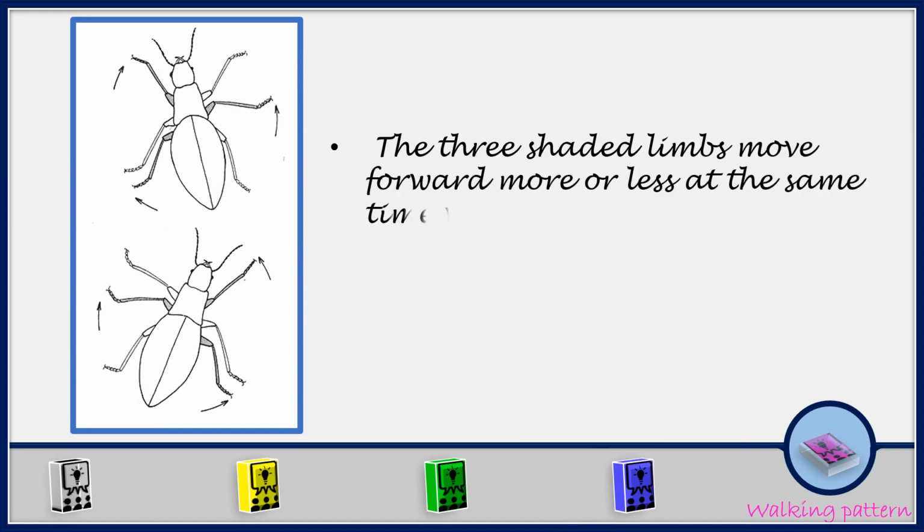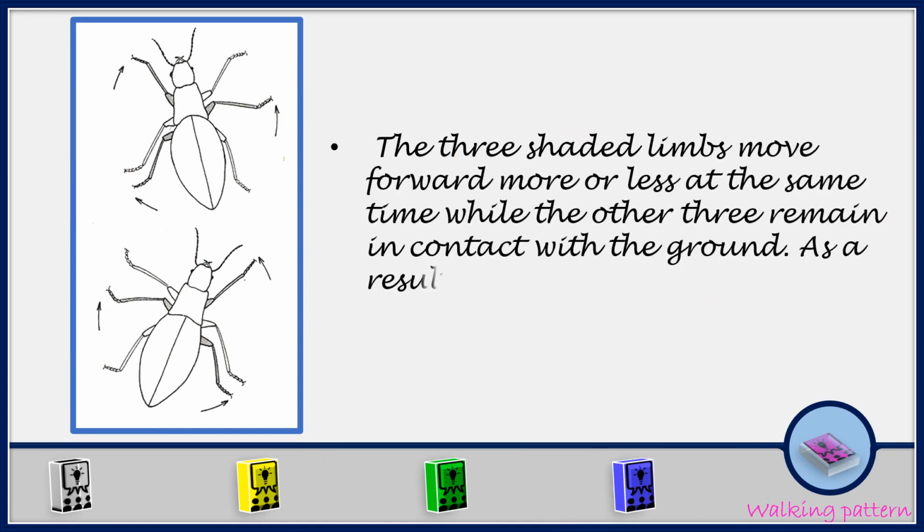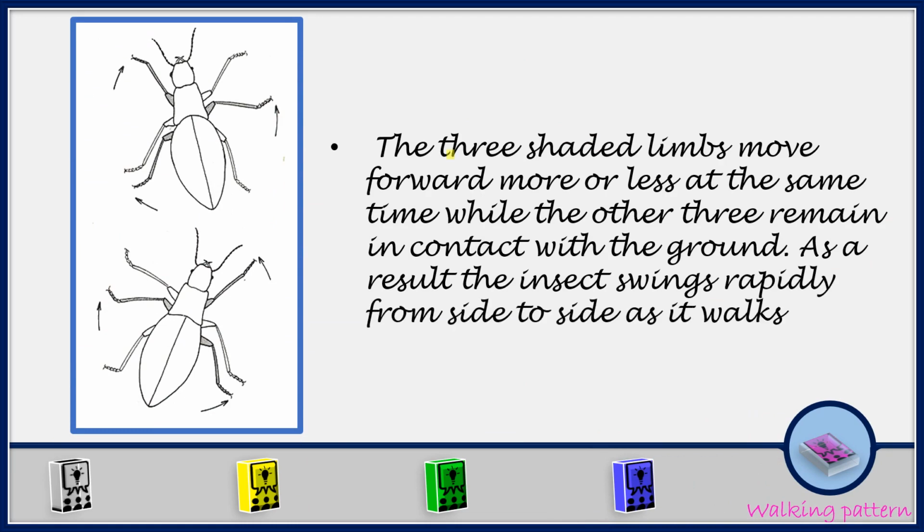So when you look at the insect, when the insect is moving, here you can see that the three shaded limbs move forward more or less at the same time. So let us first look at these ones. Let's first look at this one up, and we look for the shaded legs. You see that this one here is shaded. You see also this one is shaded. And then you see also this one is shaded. So those that are shaded are the ones that are going to first move in front.